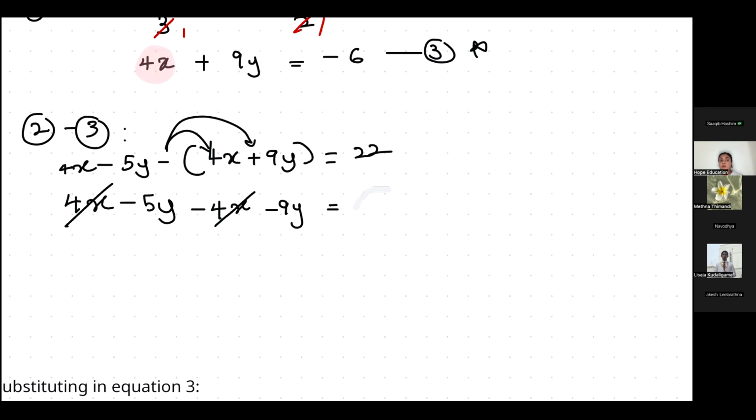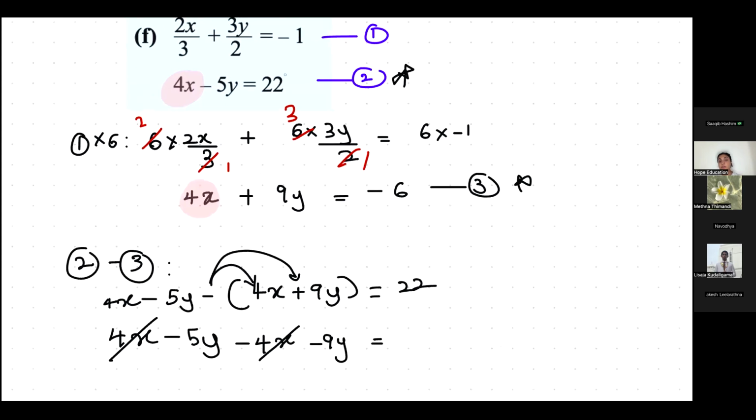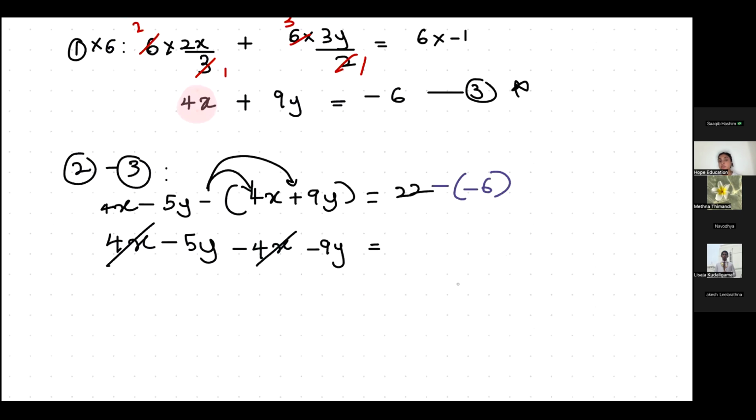So equation number 2 has 22, so we subtract. Equation number 3 has minus 6. See, minus 6. Good observation. Sorry for that little error. So 22 minus times minus, we get actually plus 6.